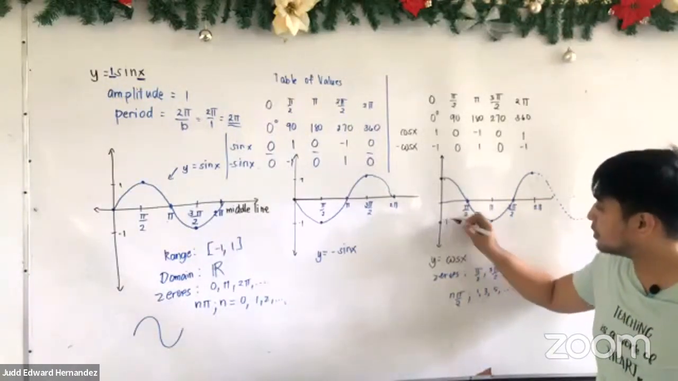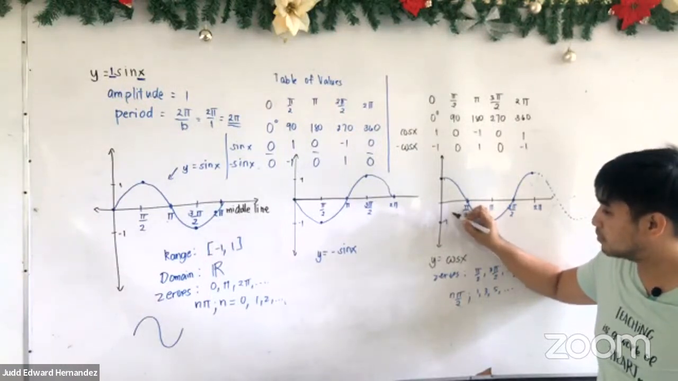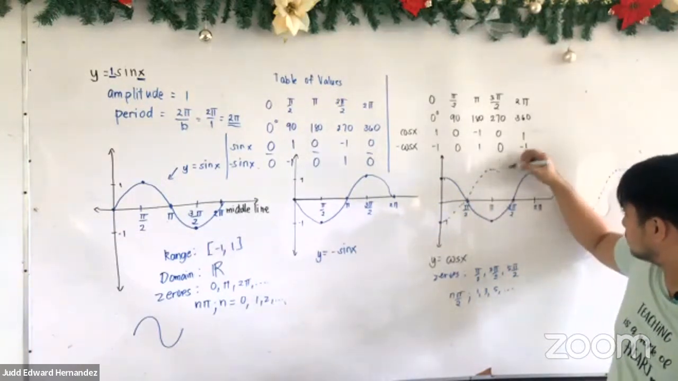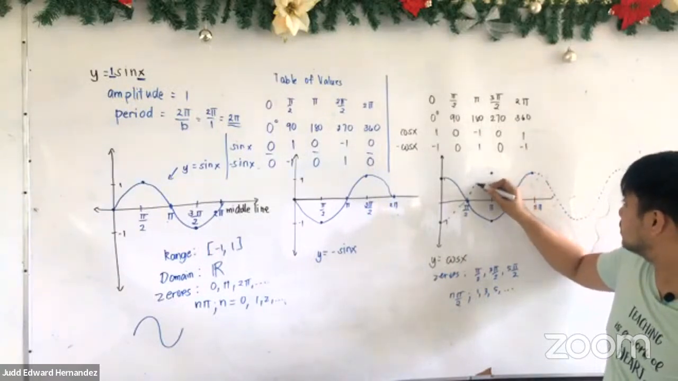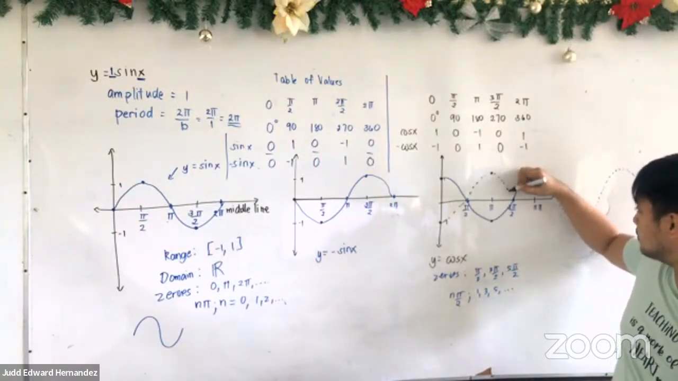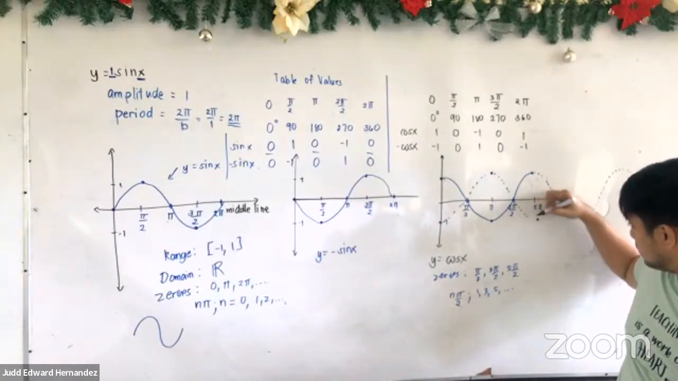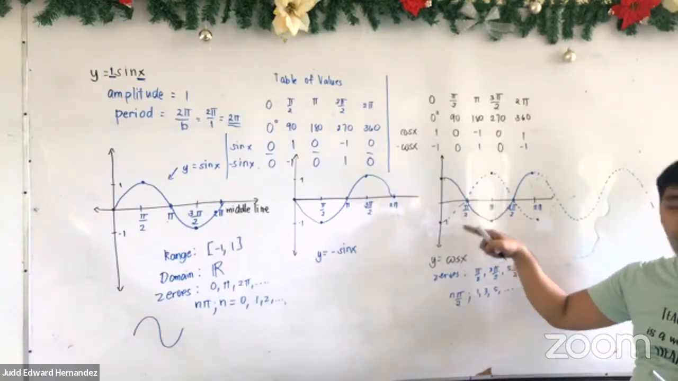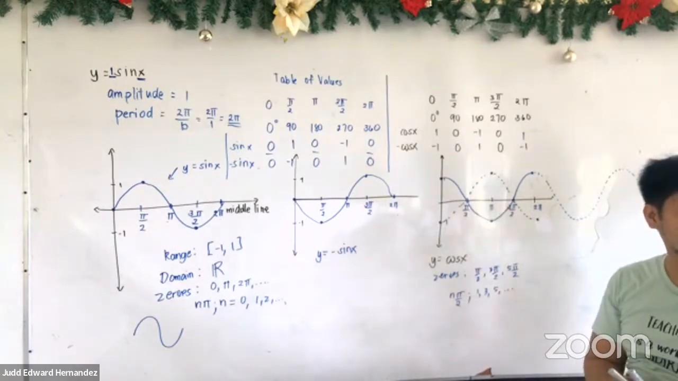So, ito po yung isang point, negative 1. Isang point naman po natin dito is positive 1. Baba tayo. Isang point natin dito is negative 1. Okay, maliwanag po ba na ito po yung graph natin ng y is equal to negative cosine x? Are we clear? Opo. Yes po.